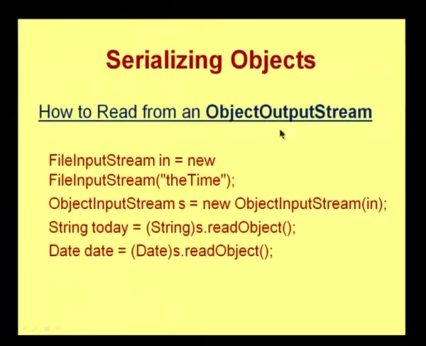So here is how to read from an object input stream. The same process: we have a file input stream with the same file name, and then I am having an object input stream. Now I am trying to read the object from the stream. The object will be deserialized and converted into a string, because the first object that we stored is of type string. So a typecast happens and I assign that to a particular string. Next I am reading an object, that object is nothing but a date, so I am converting that into a date and storing it into a date variable.